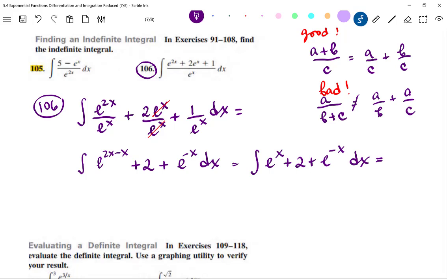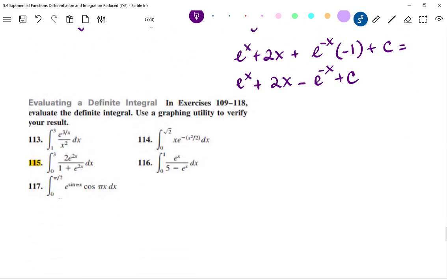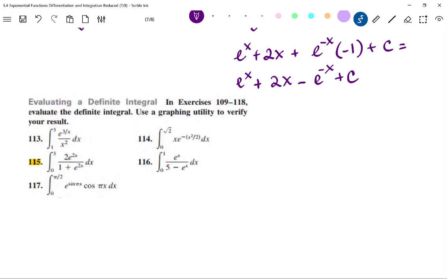And now let us integrate. The integral of e to the x is e to the x, the integral of 2 is 2x, and the integral of e to the negative x is e to the negative x times the derivative of negative x, which is negative 1. Plus a constant, or finally e to the x plus 2x minus e to the negative x plus a constant. More examples.